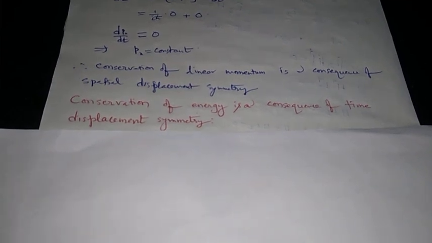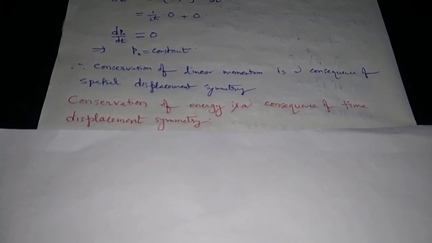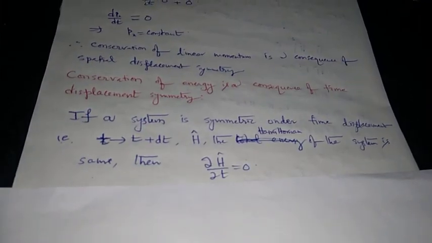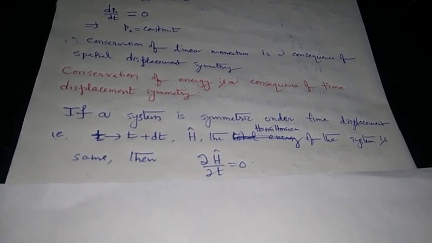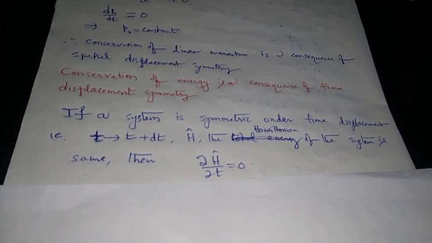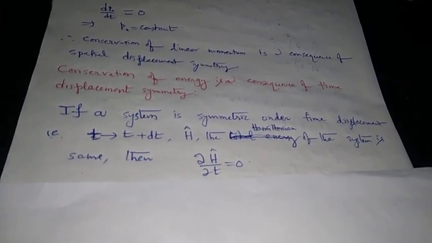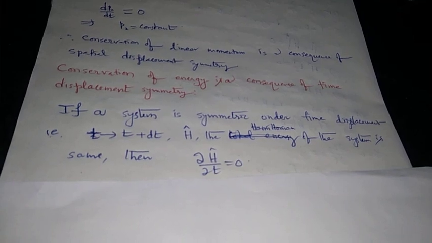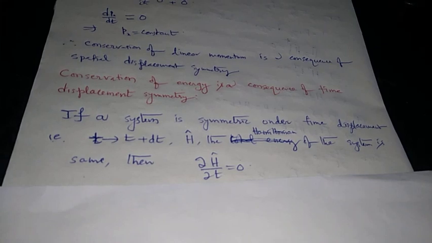Therefore we can state that the conservation of linear momentum is a consequence of spatial displacement symmetry of the system. Next we try to explain that the conservation of energy of a system is a consequence of time displacement symmetry of the system. If a system is symmetric under time displacement, that means when t goes to t plus dt, the Hamiltonian H remains the same. Then we can write ∂H/∂t equals 0.